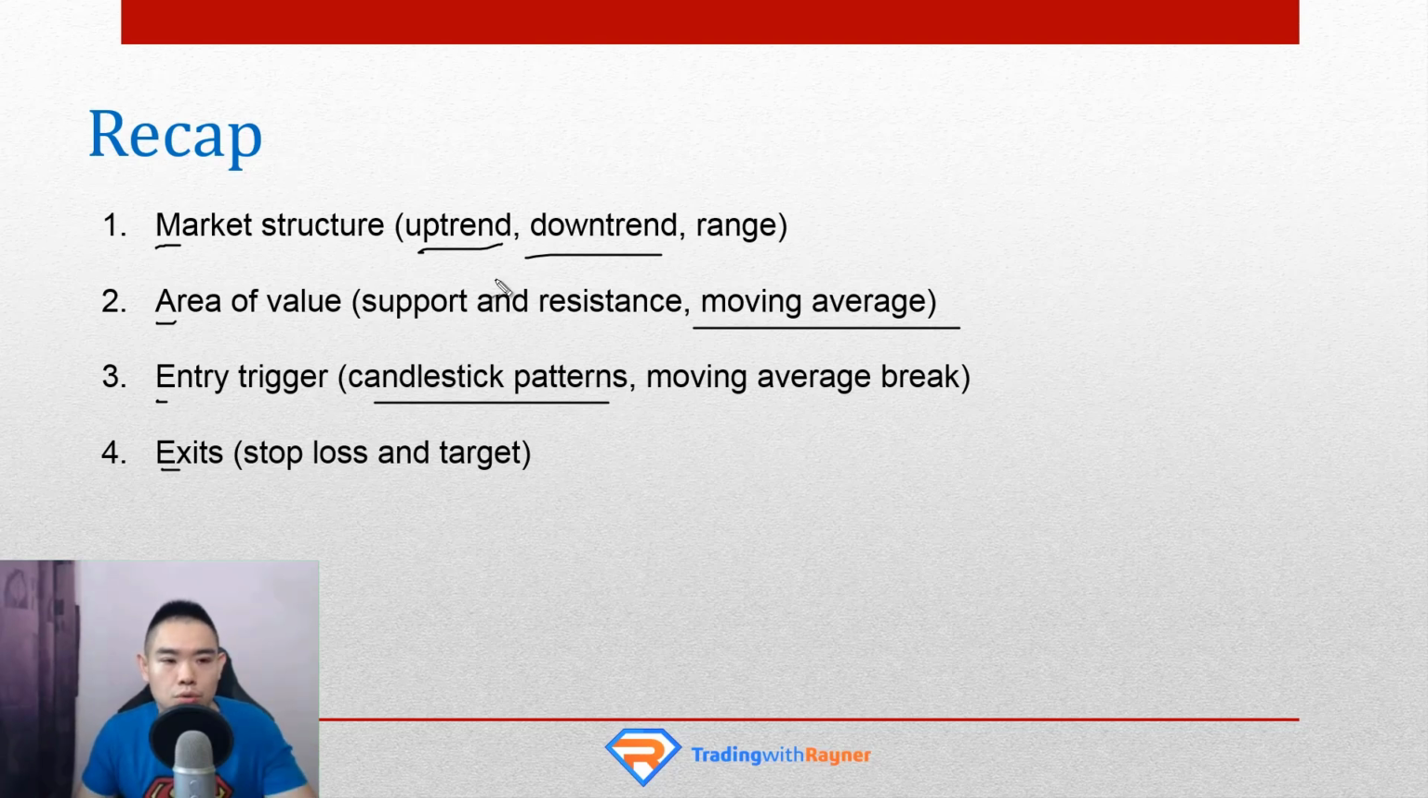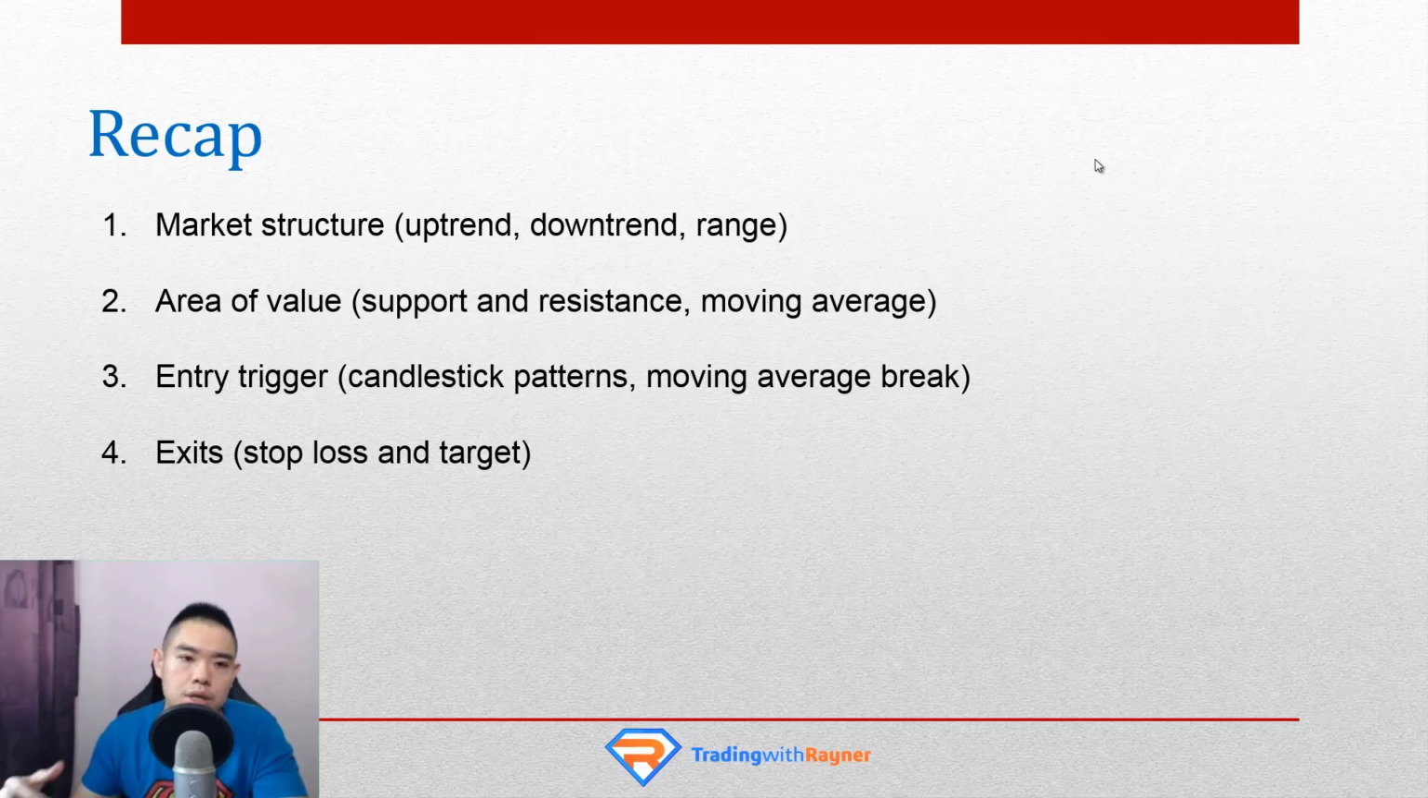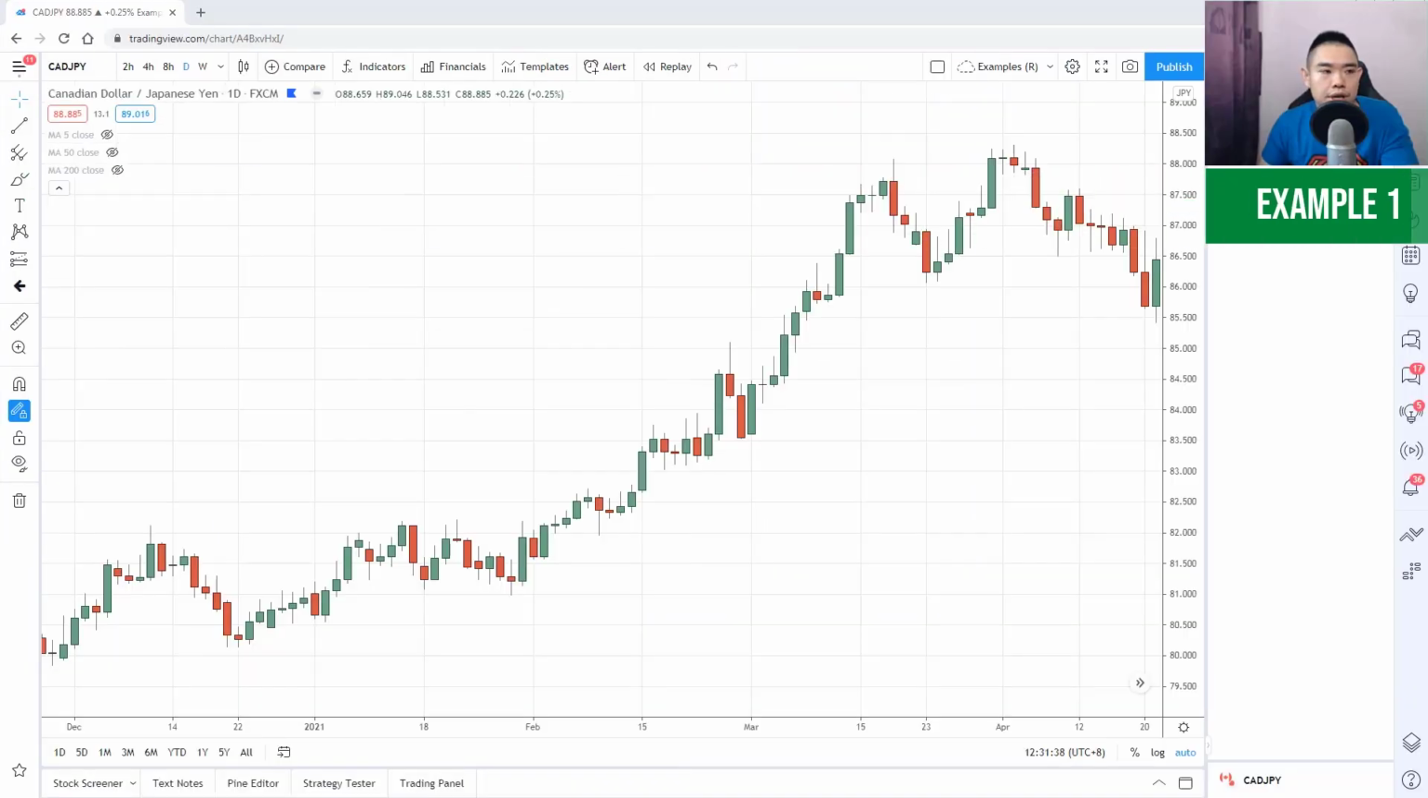So right now, what I'm going to do is share with you some real world trading examples and see how this MAY formula, this trading strategy, can help you profit in bull and bear markets. So let's get started. The first one here is the chart of Canadian dollar against the Japanese yen. This is the daily time frame.